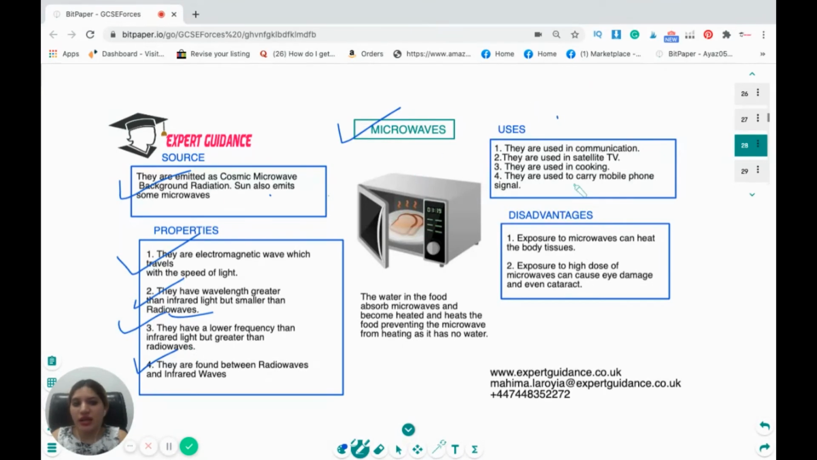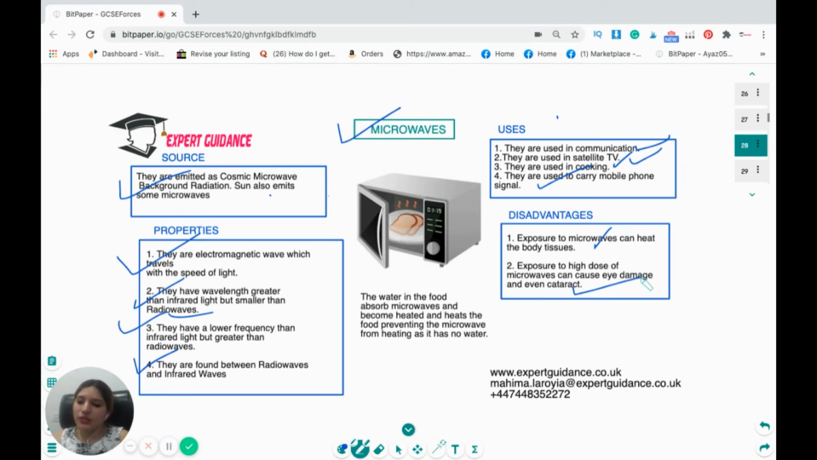The uses are they're used in communication, they're used in satellite TV, they're used in cooking, they're used to carry mobile phone signals. The disadvantages are exposure to microwaves can heat the body tissues, and exposure to high dose of microwave can cause eye damage and even cataract.